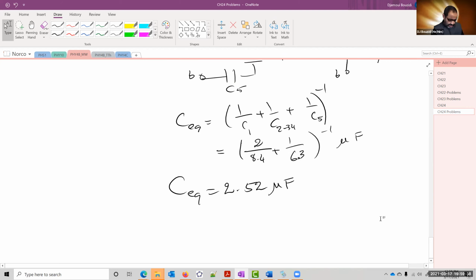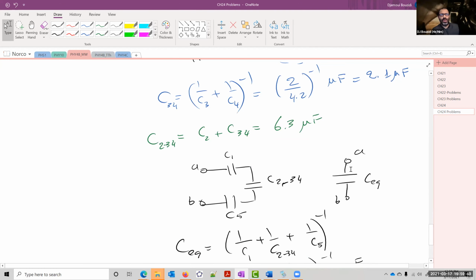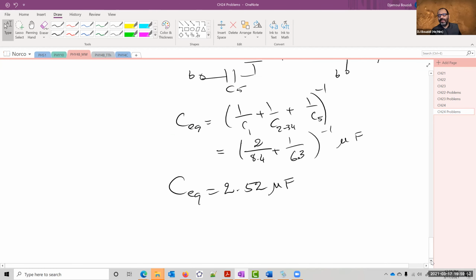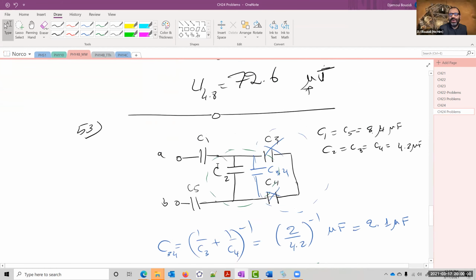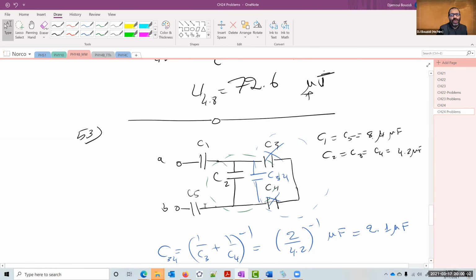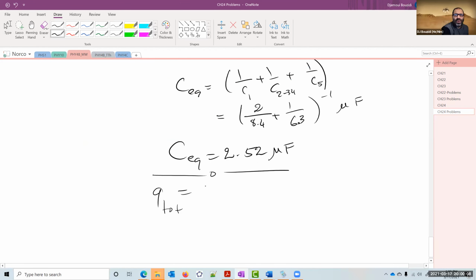The question then asked is to calculate the charge on each capacitor. The charge on each capacitor now should be, first of all, I know the overall charge, since I know C equivalent. Remember, Q is equal to CV. So Q total, which is the same charge actually on Q1 and Q5. I'm going to call it Q1 and Q5 also, because that's the same charge. It's going to be the C equivalent times the voltage across A and B.